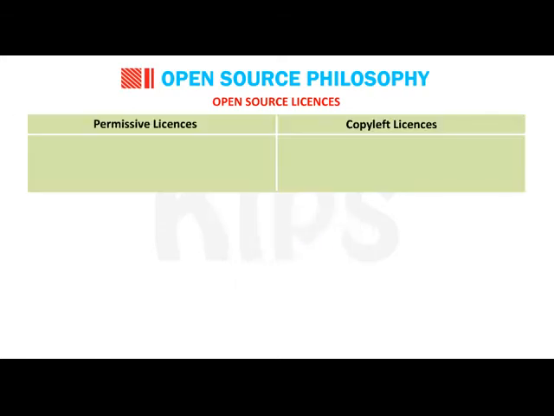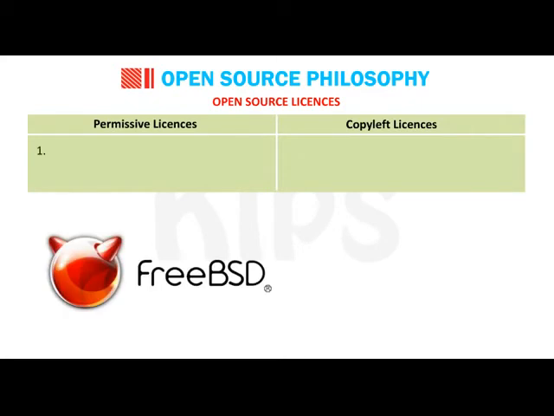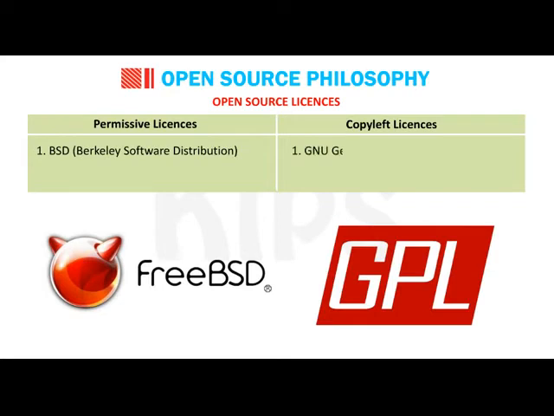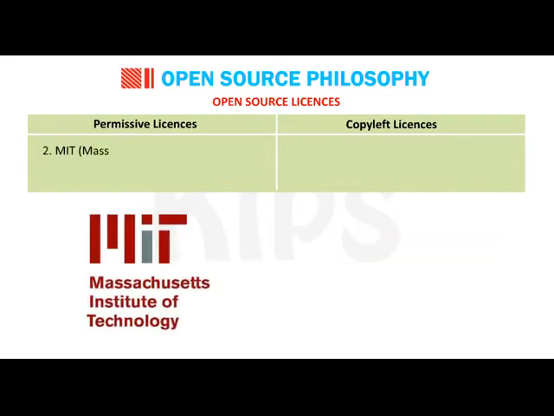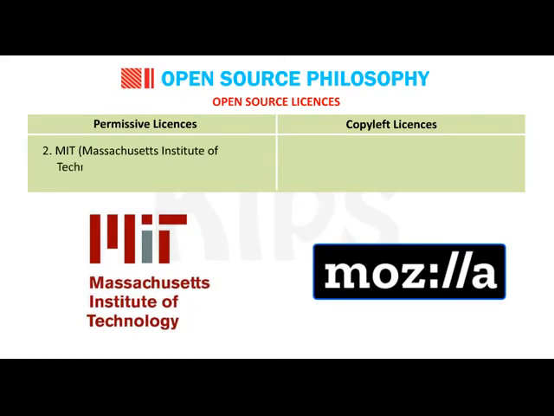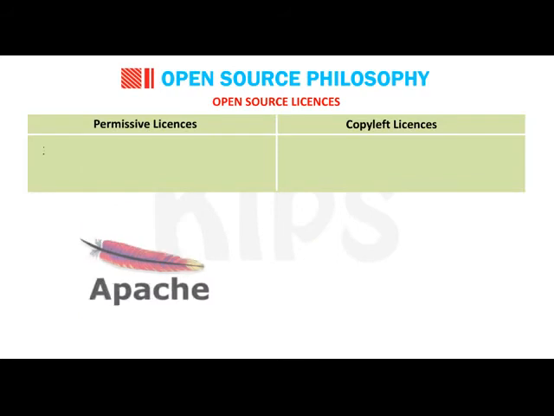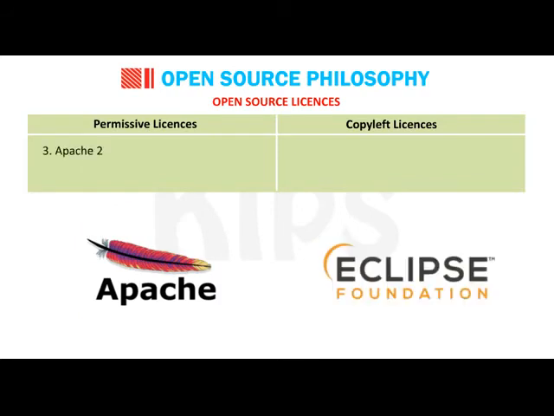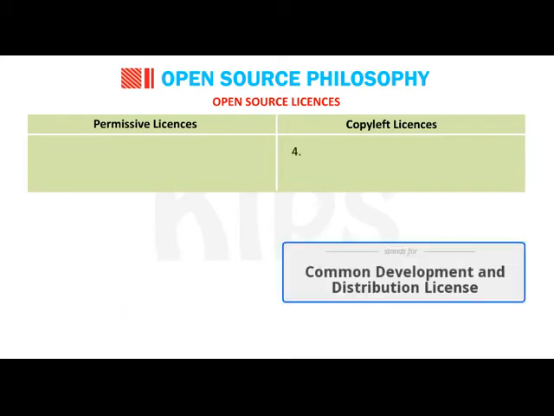Permissive licenses, copyleft licenses. Number 1. BSD, Berkeley Software Distribution. Number 1. GNU General Public Licenses including GPL, Lesser GPL, LGPL. Number 2. MIT, Massachusetts Institute of Technology. Number 2. Mozilla Public License, MPL. Number 3. Apache 2. Number 3. Eclipse Public License, EPL. Number 4. Common Development and Distribution License, CDDL.